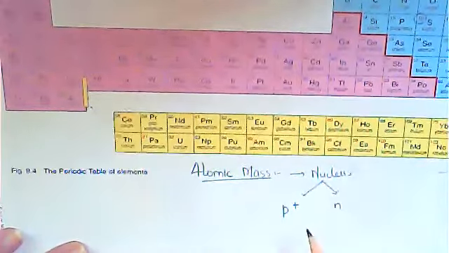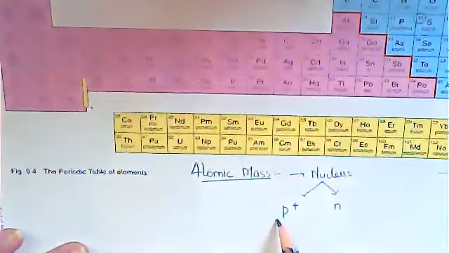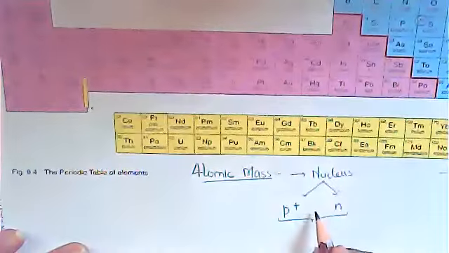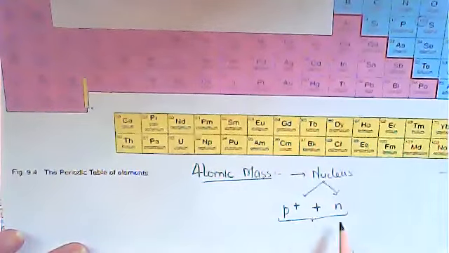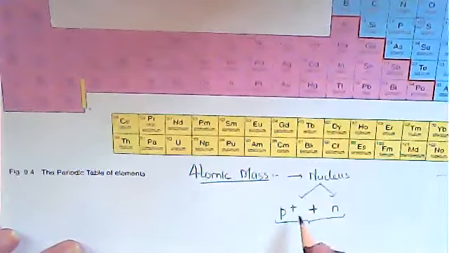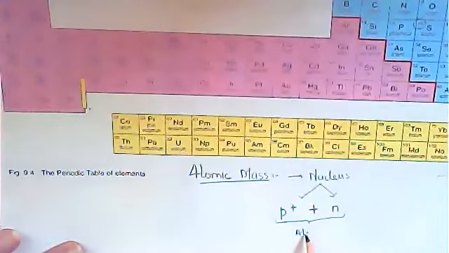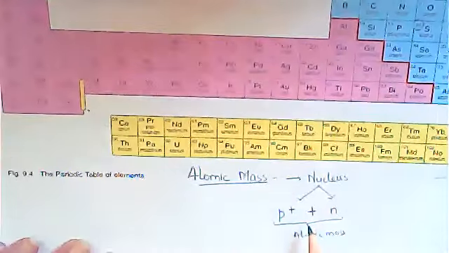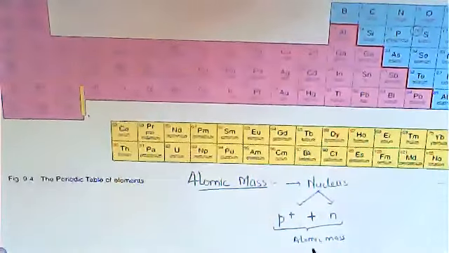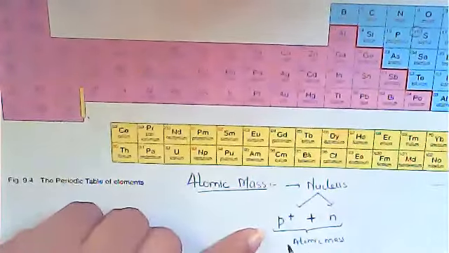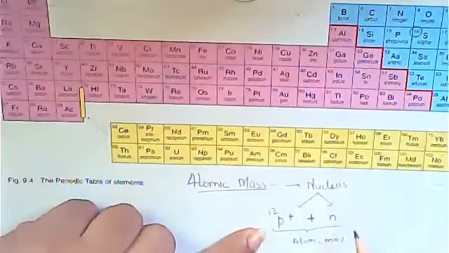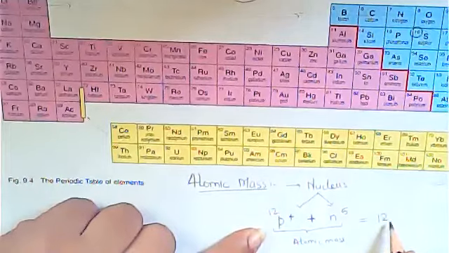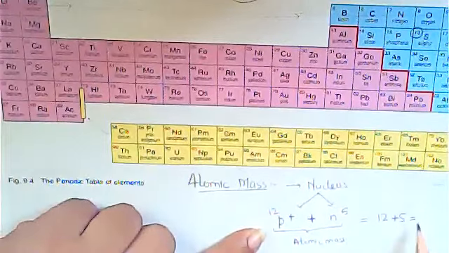Now, the total number of protons and neutrons, or you can say the sum of protons and neutrons in the nucleus of the atom, is called its atomic mass. Here we will add them together. Just suppose the number of protons is 12 and the number of neutrons is 5. So 12 plus 5 is equal to what?